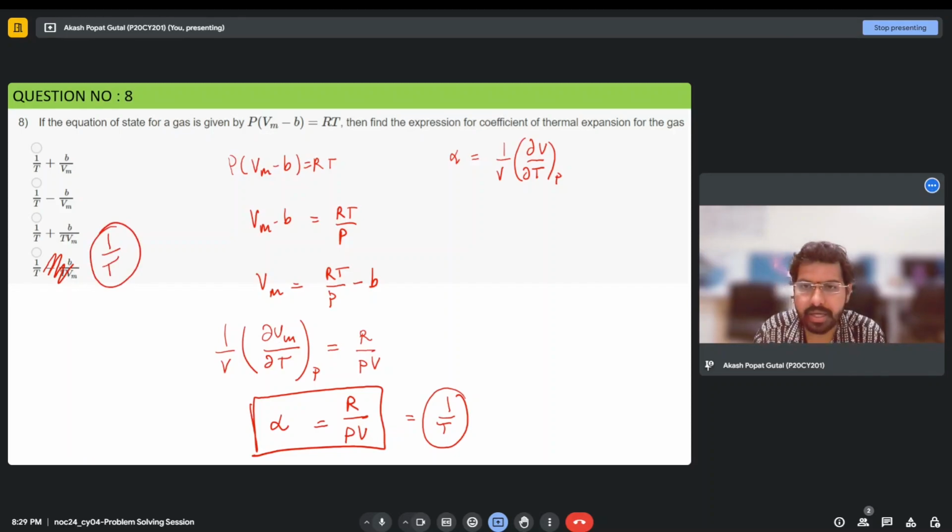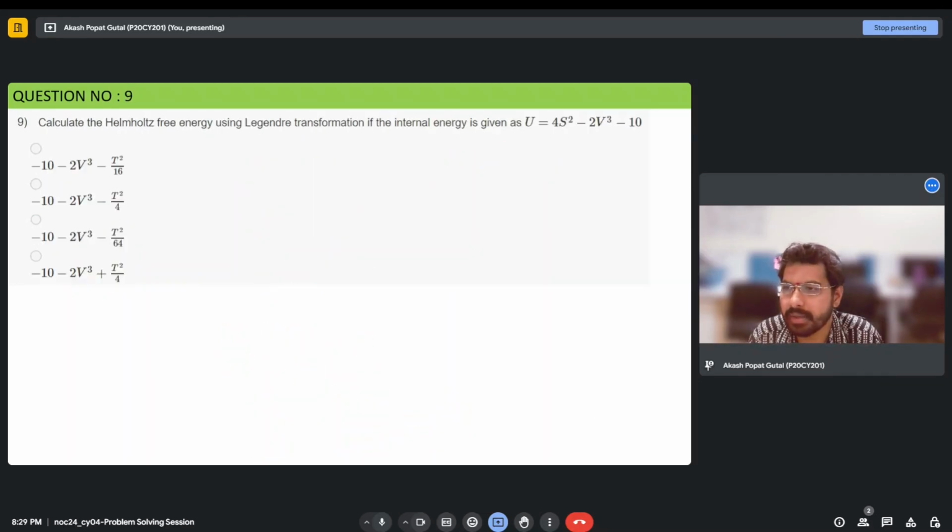Same as the ideal gas. Is the next equation. Question: Calculate the Helmholtz free energy using the Legendre transformation if the internal energy is given as U = 4S² − 2V³ − 10. So please try to solve this question.